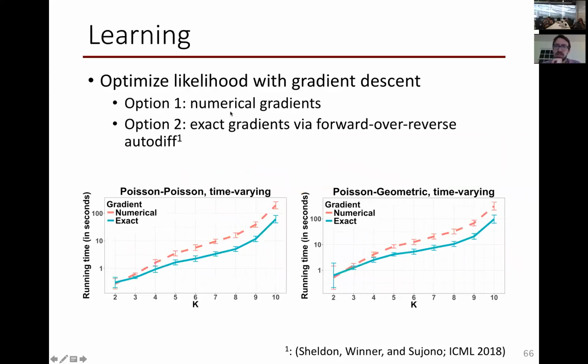Like I said, learning in this model we've been doing for a long time, where we just use a naive approach. We just take gradient descent and compute numerical gradients. If you're interested, we do have a new paper that I mentioned where you can use some of the same tricks to evaluate the likelihood. You can also evaluate the derivatives, the gradients of the likelihood with respect to the parameters, using a little bit more complicated autodiff. It's called forward over reverse mode autodiff, and that paper will be coming out soon. I can share the preprint of that with anybody who's interested as well.